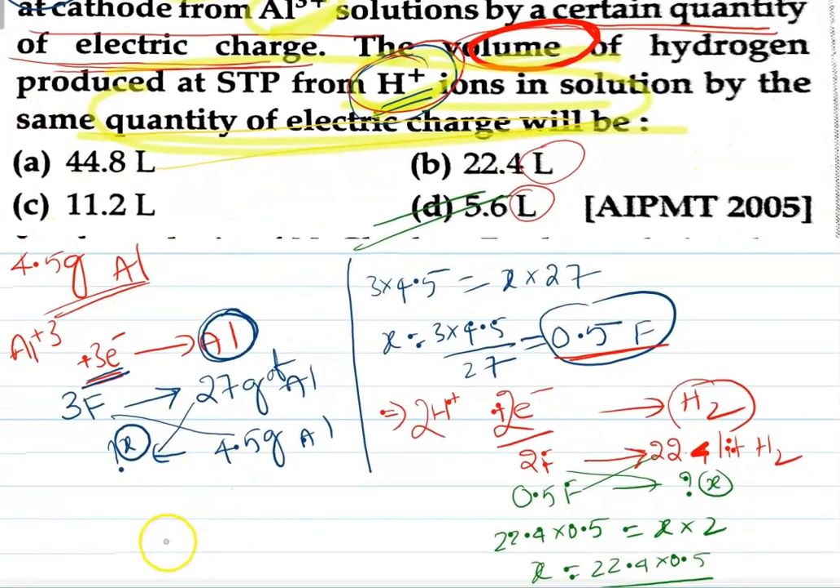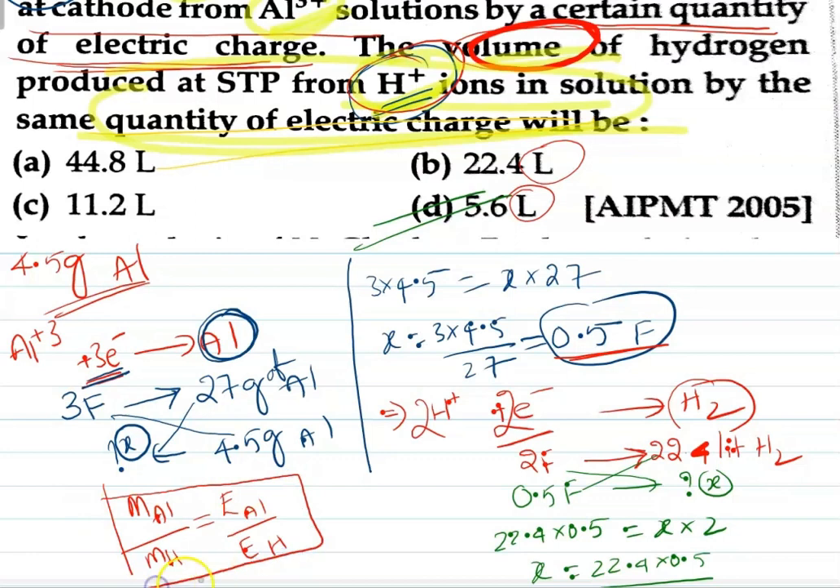Faraday's second law says that the mass of the element deposited is directly proportional to its equivalent weight. That is, mass of aluminum by mass of hydrogen is equal to equivalent weight of aluminum by equivalent weight of hydrogen. This is what is stated by Faraday's second law, right? So when you apply all this, you will get the answer.